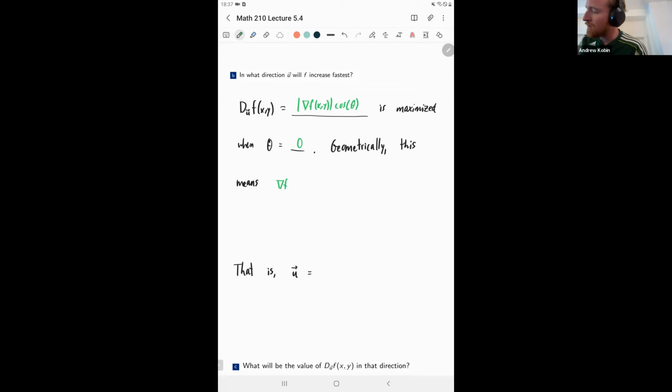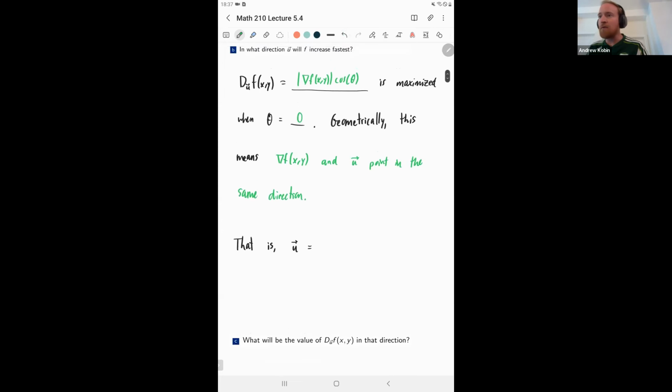So let me write this out in full words. If the gradient and the direction point in the same direction. This actually is something that I alluded to earlier, it was one of the remarks under our definition of the gradient vector that said the gradient vector points in the direction of maximal increase. We have now seen this to be a fact. The gradient vector is pointing in the same direction as the direction u that maximizes the rate of change of the function.